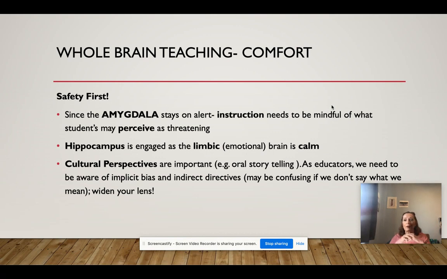So we also need to be aware of implicit bias that we may have, and how that could affect our expectations for kids. Implicit bias meaning you don't think a student can learn as well because of their background or their socioeconomic status or their culture, or what they look like.